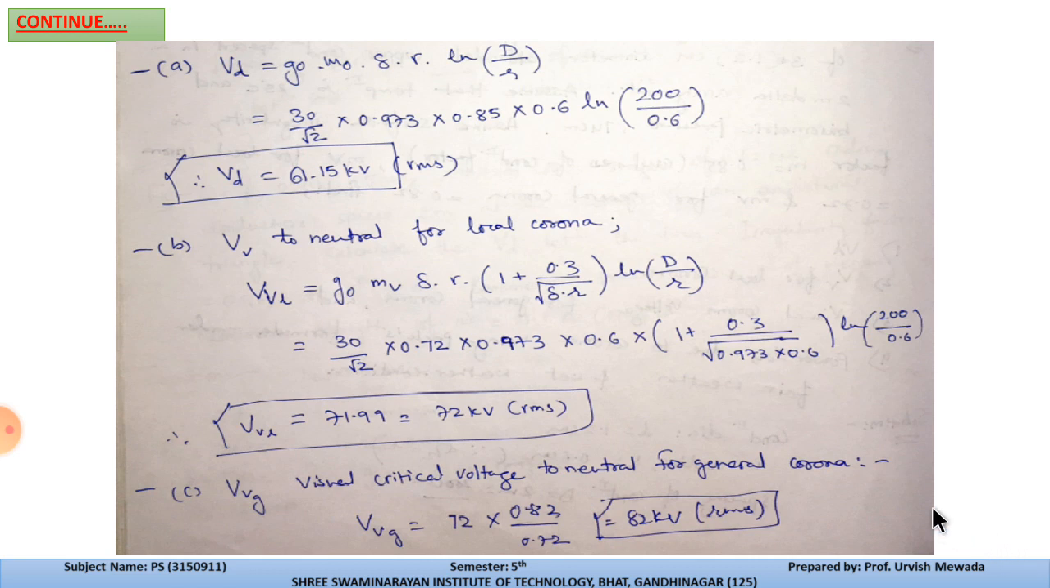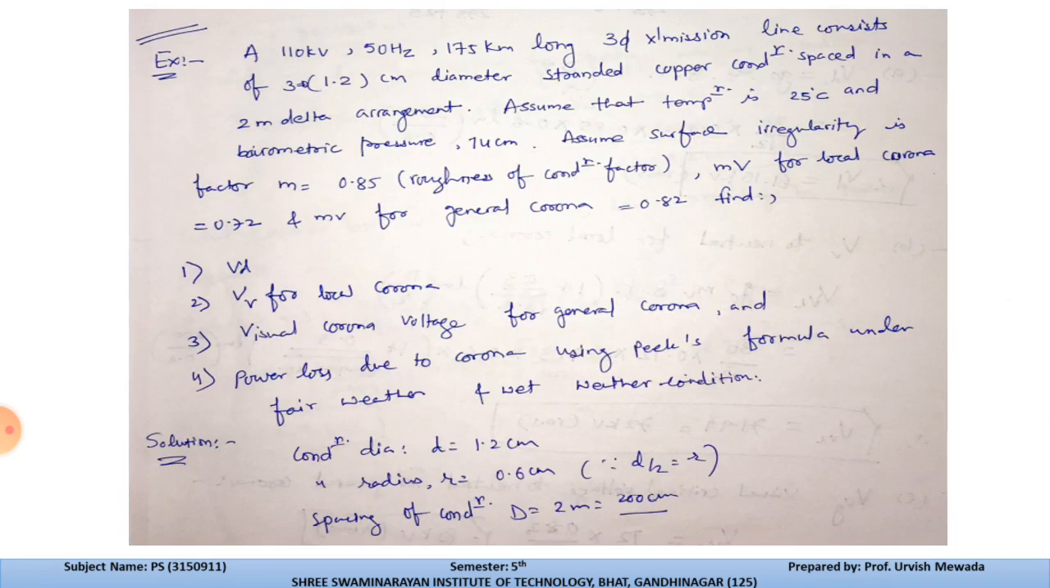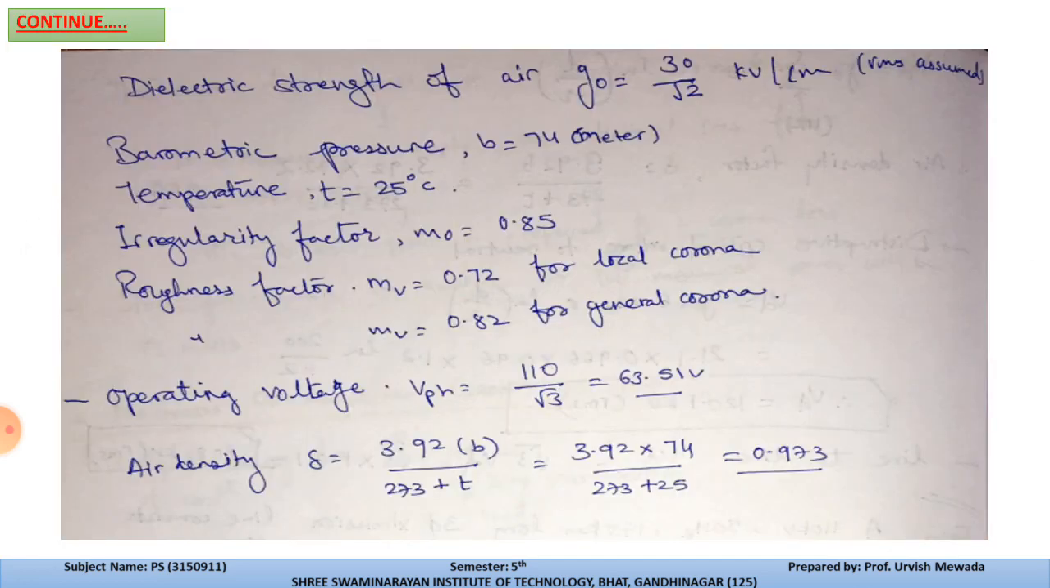Now the third point, Vvg, the visual critical voltage to neutral for general corona. In the previous case we had the local corona, now it is general corona. So Vvg is equal to 72. What is 72? We can see in the previous slide, here 72 is for local corona, so 0.72 is for local corona.